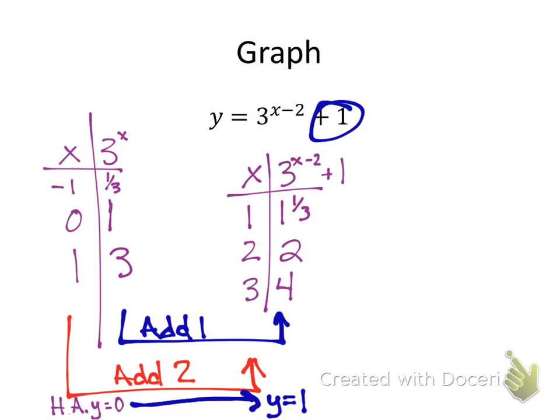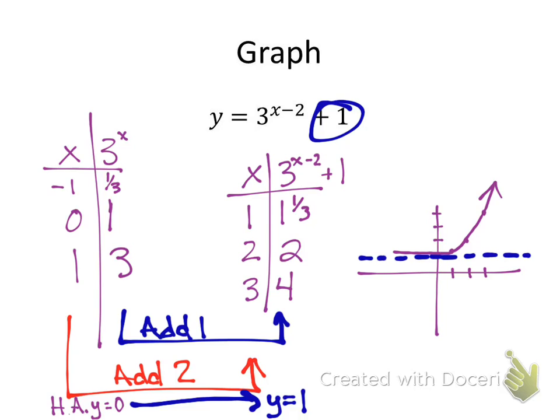So if I were to draw a sketch, because you're using your own paper, draw your axes. Let's sketch the horizontal asymptote first. So we're at 1. Now draw your points. So 1, 1 and a third, 2, 2. And make sure that left side, that left arrow, gets closer and closer to your horizontal asymptote.